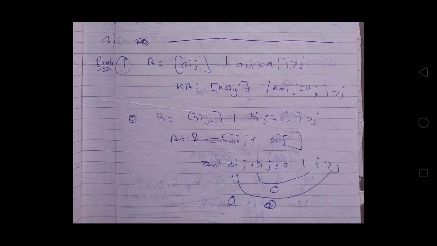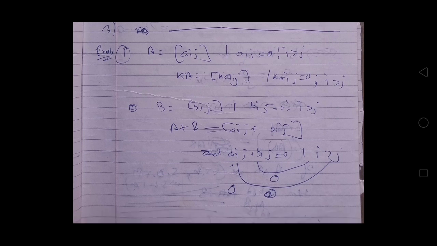Proof of first result says because A is an upper triangular matrix, A will be some matrix whose entries are like Aij, where Aij will become 0 whenever i is greater than j. Now kA is some matrix whose entries are like k into Aij, where kAij is equal to 0 whenever i is greater than j. So you can clearly see that kA is also upper triangular as it justifies the condition for being an upper triangular matrix.